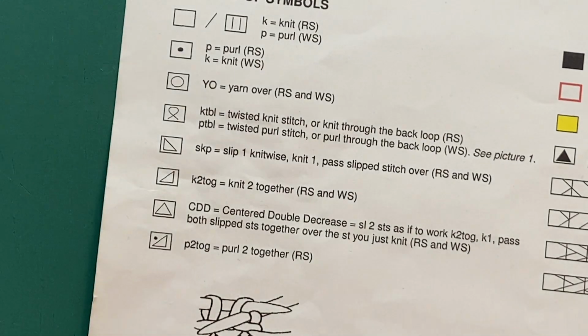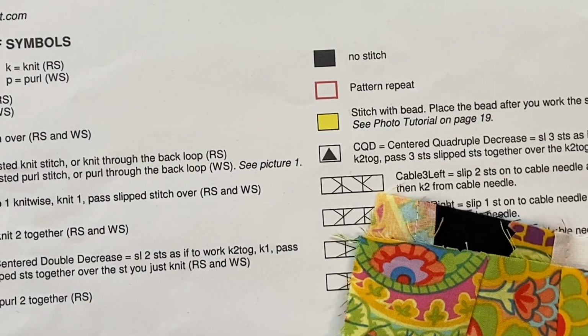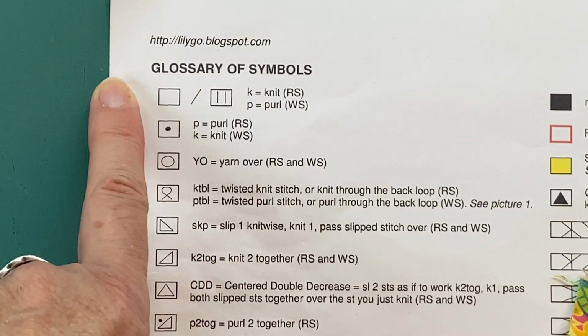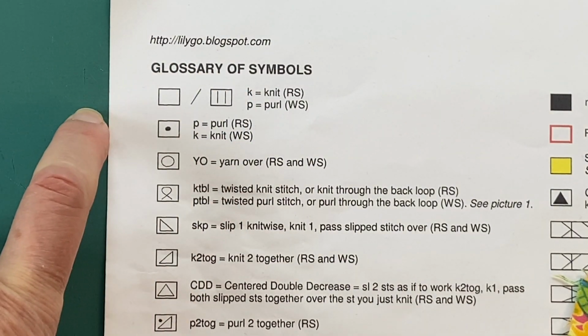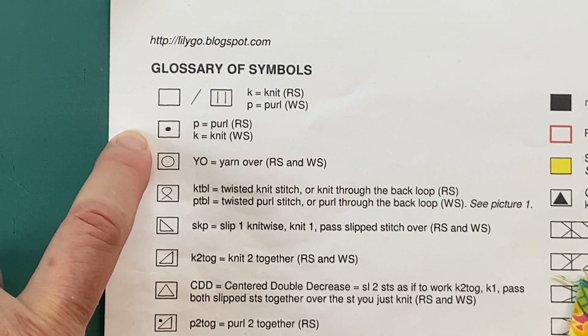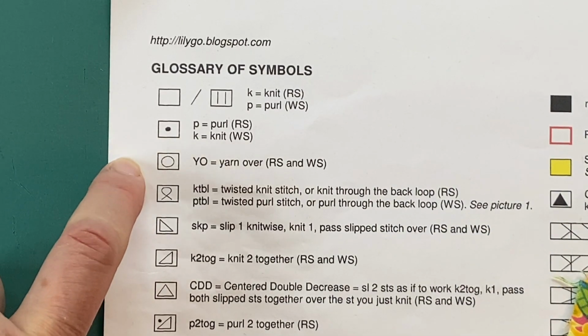And we have some stripes. Now, the first one is just a plain square, which is either a knit or a purl, depending on whether you're on the right side or wrong side. And then a circle in the middle, a little dot in the middle, is knit or purl, depending on whether you're on the right or wrong side.